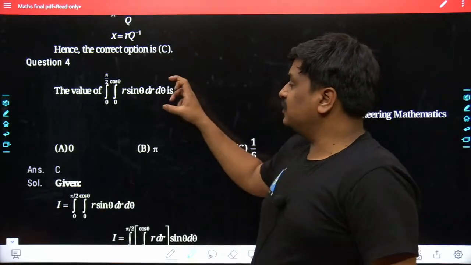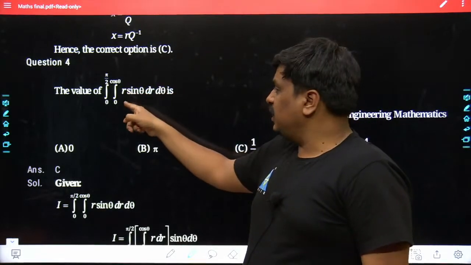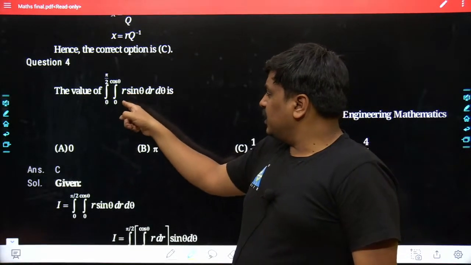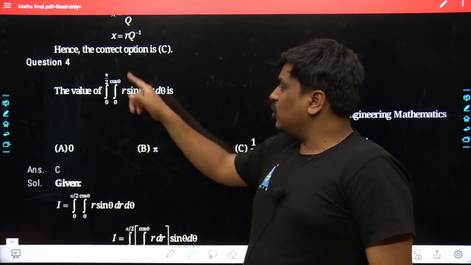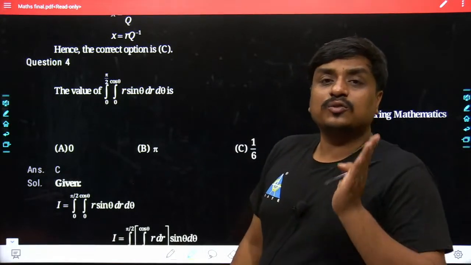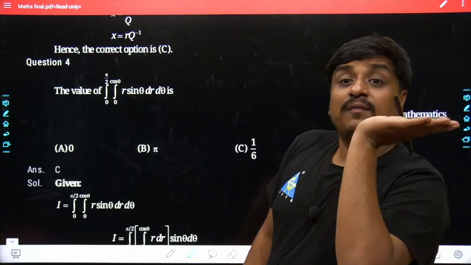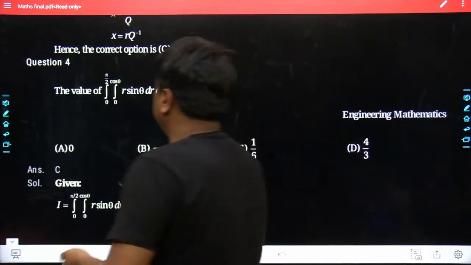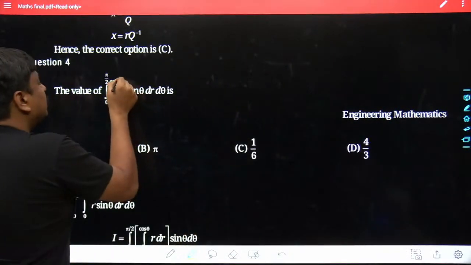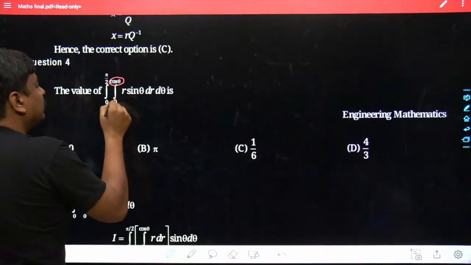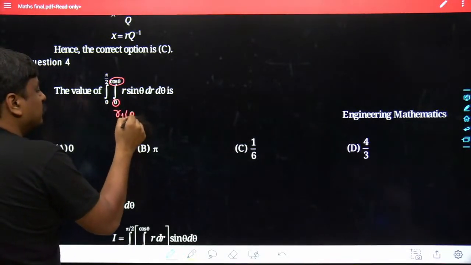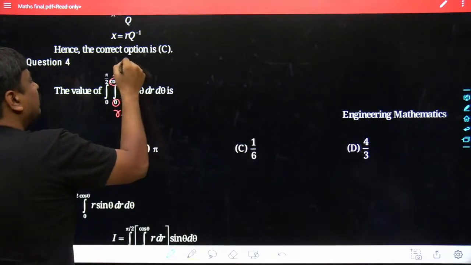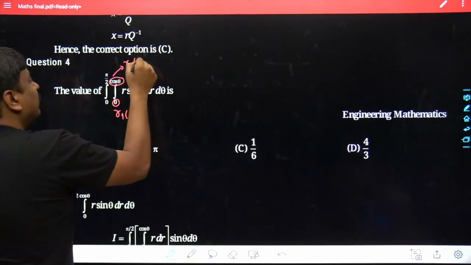Once you visualize the limits of the integral, you will see that the integral limit goes from 0 to cos of theta. What does that mean? It means the upper limit is a function of theta: r1 is a function of theta, and r2 is a function of theta.